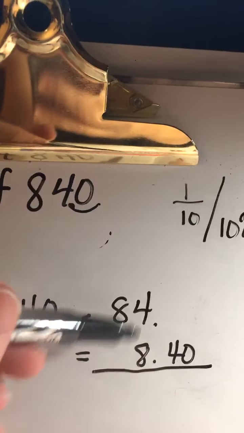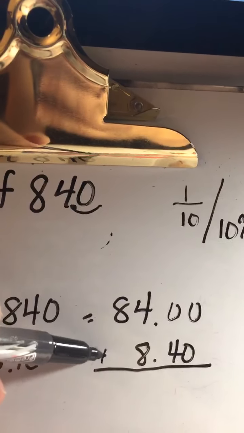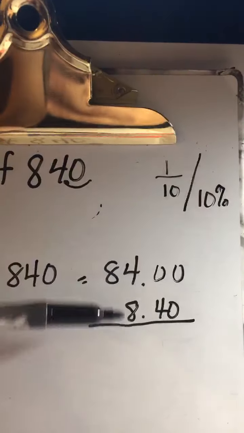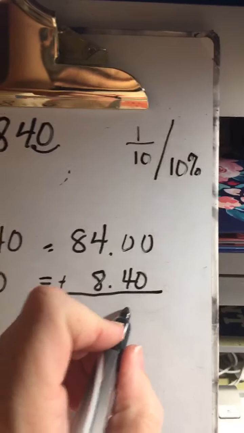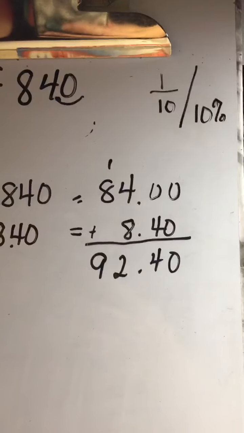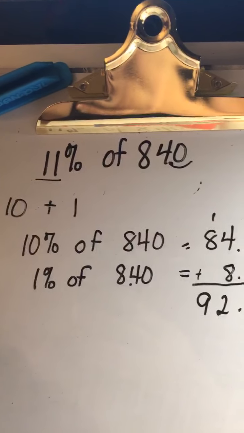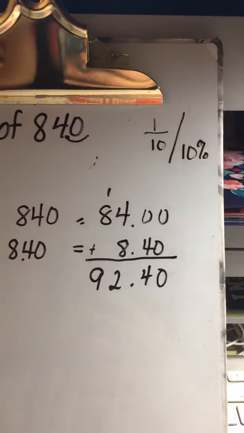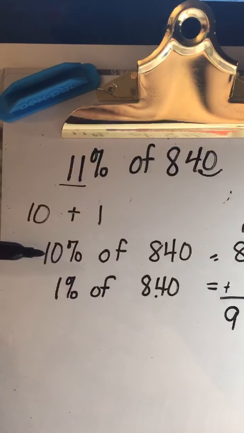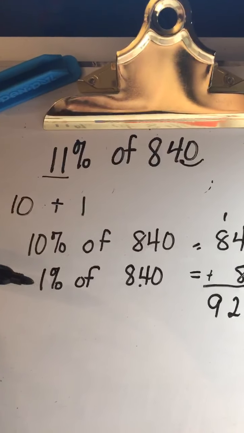All right, so I put these in columns with the decimal points lined up so that we can easily add them together, because we have 10% plus 1%. So I've got to add these two amounts together. Okay, so we have 92.40. All right, that would be your 11% of 840. Okay, we just took this apart, so to speak, and did 10% plus 1%. All right, that is how you can do mental math.